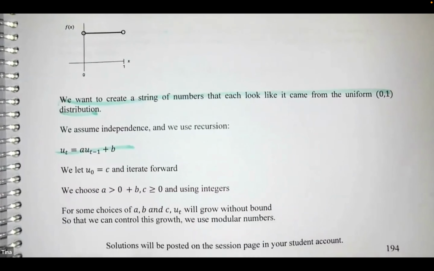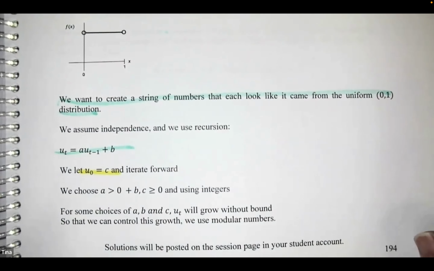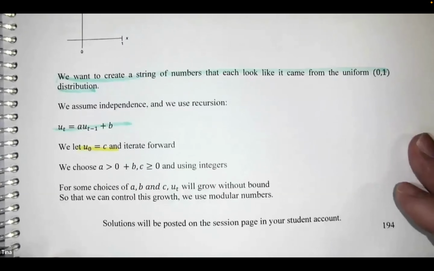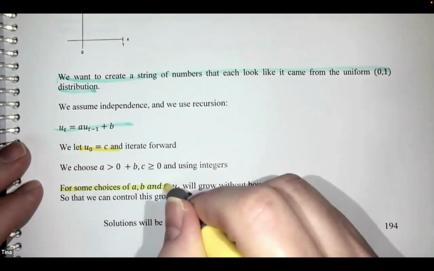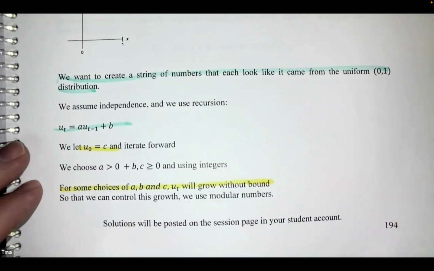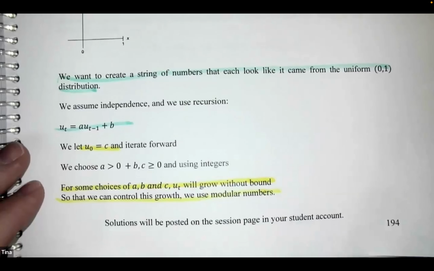So we can say u_t is a u_(t-1) plus b. And what we do is we say, let u_0 be some number c, and keep iterating forward. Remember when we did recursion for the midterm, we said we can get the third term from the second, the fourth term using the third, etc. Okay? So we choose these numbers, and for some choices of a, b, c, u_t will grow without bound.